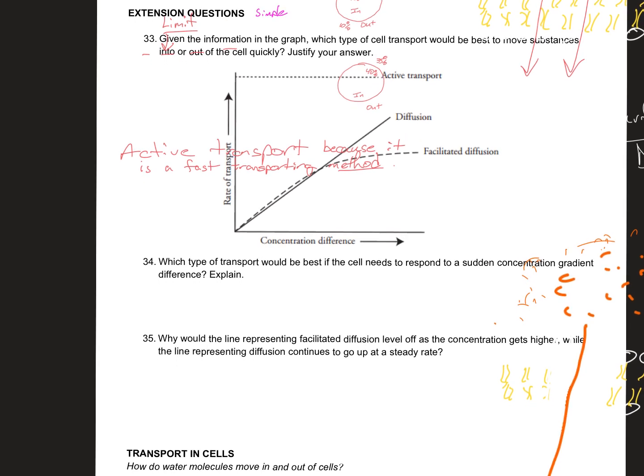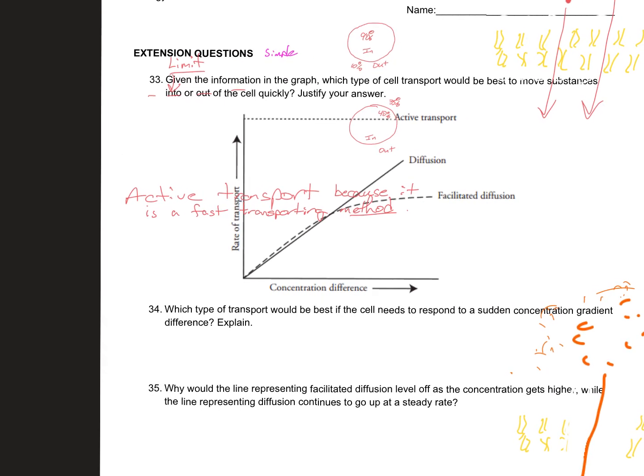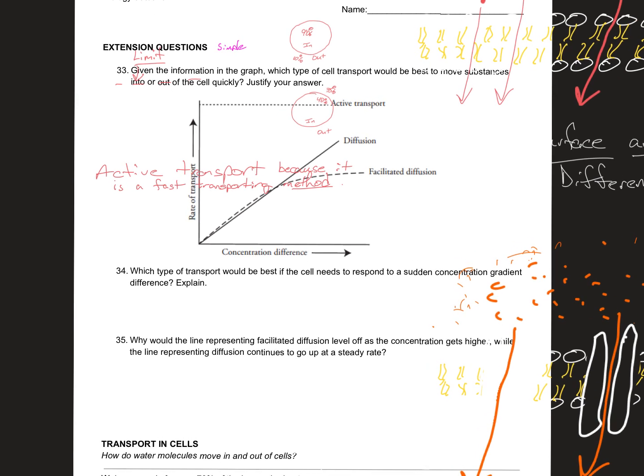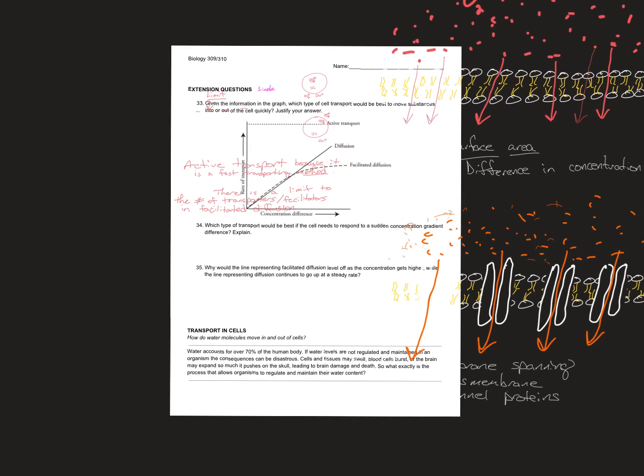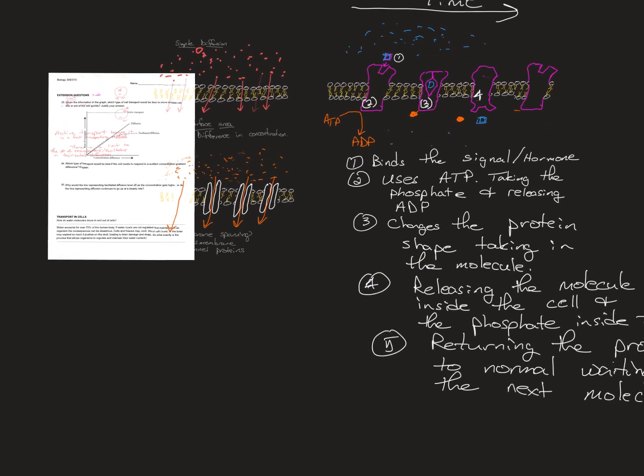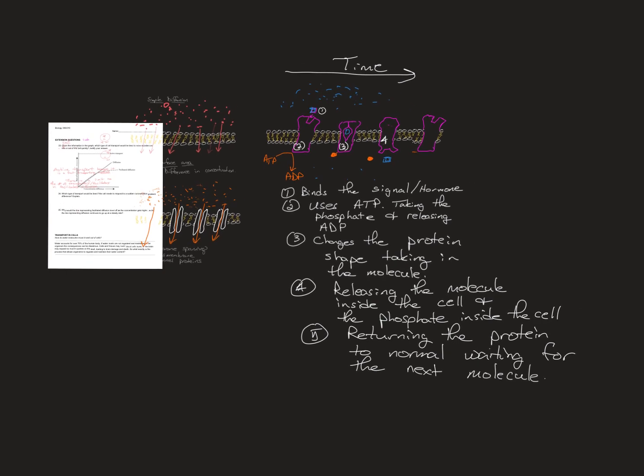Why would the line representing facilitated diffusion level off as the concentration gets higher while the line representing simple diffusion continues to go up steadily? We just explained that, and that's because there's a limit to the number of transporters, facilitators, in facilitated diffusion. Where diffusion is just simply the surface area of the cell membrane in total, and the concentration difference. So again, those are the three big ones.